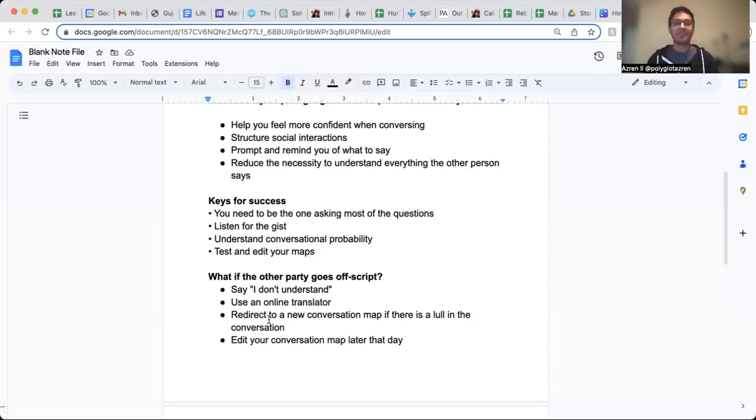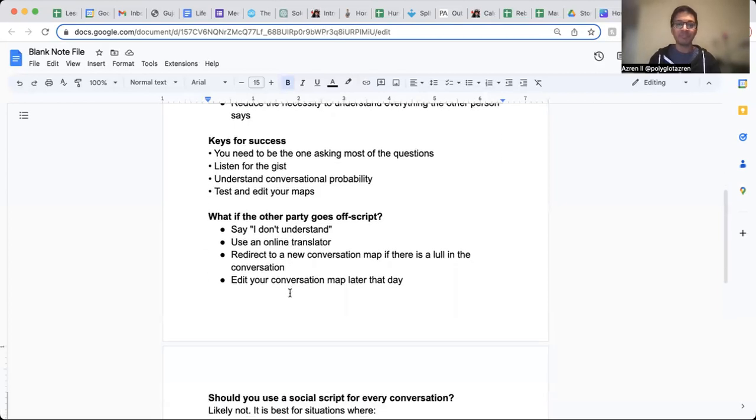Okay. And then the last key for success here is test and edit your maps. So once you've built a conversation map, which you can then start to use, and you probably will use it once you build one, it'll be very helpful, I think. You'll want to test and edit it. What that means is when you use your conversation map in a real life conversation, you'll start to realize that there are certain things that you didn't plan for accordingly. There are certain mistakes you made in your conversation map based on how the conversation unravels. And what you'll then be able to do is go home, edit your map so that the next time you're in that conversation, you are perhaps more prepared.